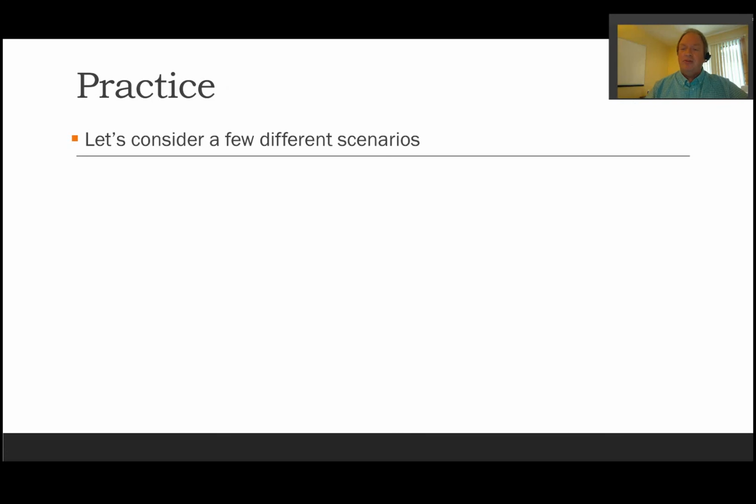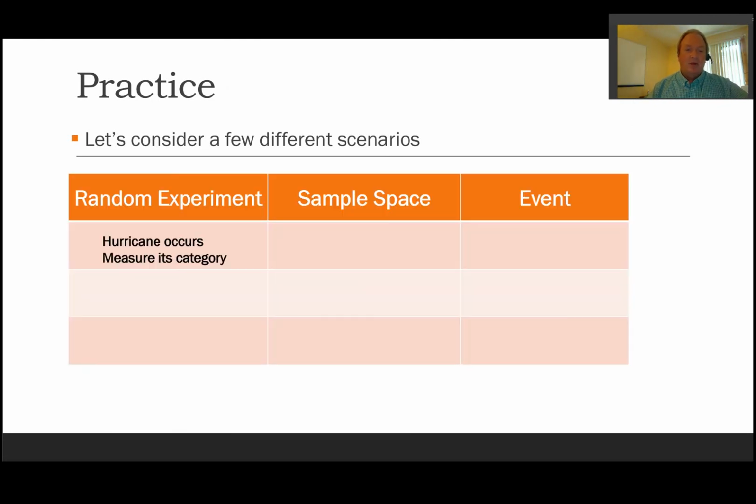So let's just practice really quickly to make sure that we have this down. If we look at the random experiment that a hurricane occurs and we measure its category, maybe at a specific time and location, the outcomes that we could get would be 1, 2, 3, 4, and 5. Those are all the different categories a hurricane can have. And we could look at an event. So the weathermen, for example, might talk about the probability that we're going to have a category 3 or higher.